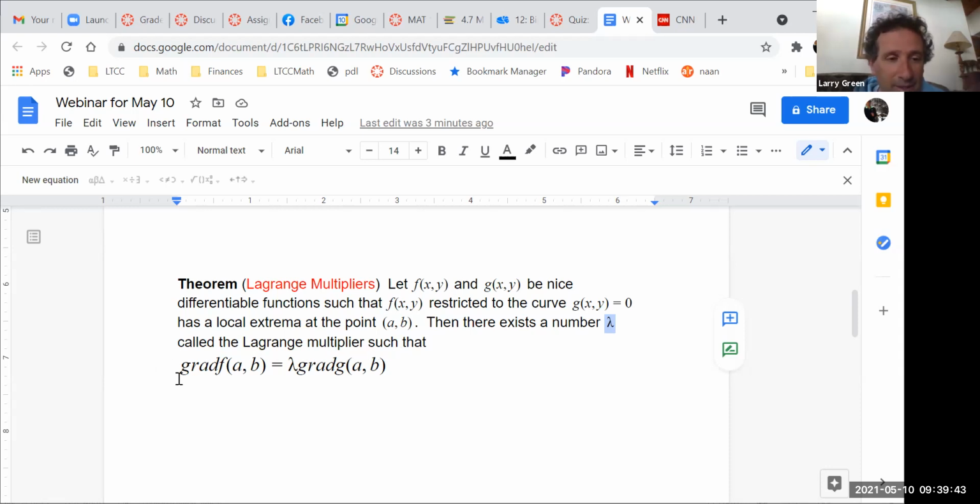such that grad f evaluated at (a, b) is equal to lambda times grad g evaluated at (a, b). So again, I want you to look at this because this is the whole point of the whole section. I could prove it. It would probably take about 20 minutes to prove, and I think you get nothing out of the proof. So if you really want to see the proof, what can you do?